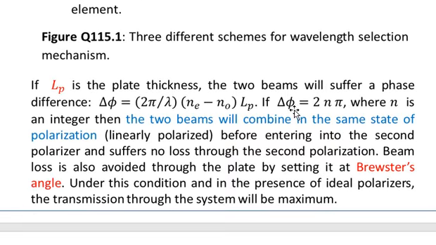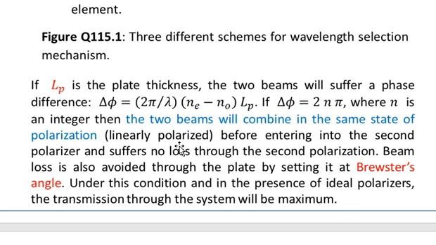So this will ensure this condition, that is, delta phi should be an integral multiple of 2 pi. But when this condition is not met, the beam emerging from the birefringent plate will be linearly polarized, but with a rotated angle with respect to the linearly polarized light which entered the birefringent material. Due to this rotation, when it passes through the second polarizer, some part of the beam is lost, because the electric field of the beam coming out of the birefringent material will not be in line with the transmission axis of the second polarizer. So some of the beam will be lost.